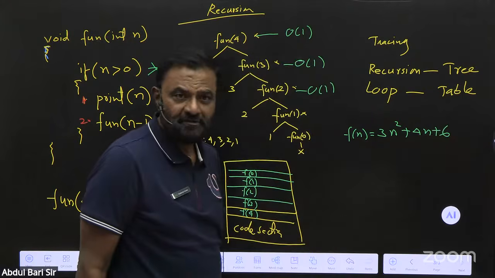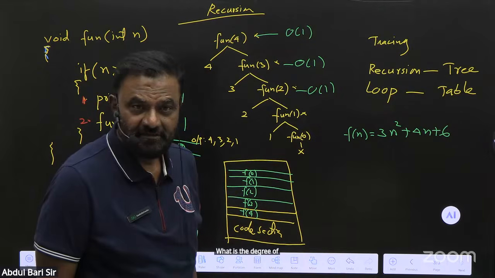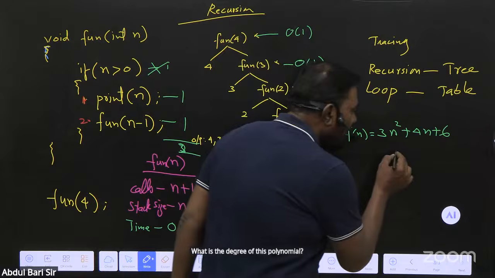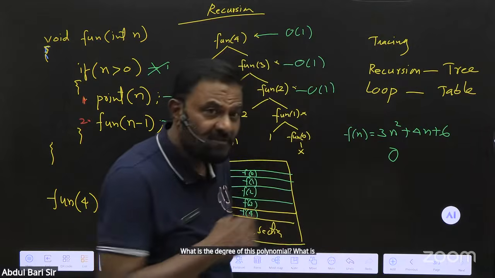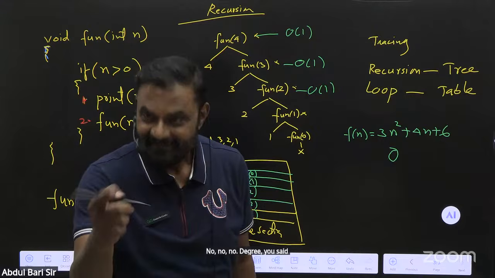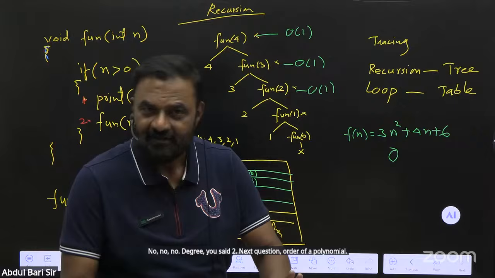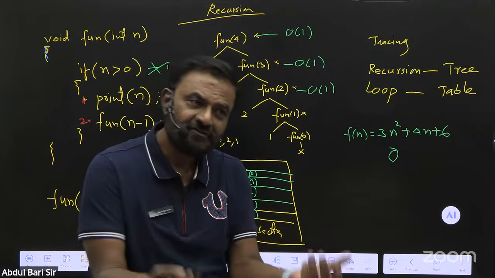Is it a polynomial or not in terms of n? What is the degree of this polynomial? What is the order of the polynomial? No. Degree you said 2. Next question, order of a polynomial. 2 only. Order is also 2.